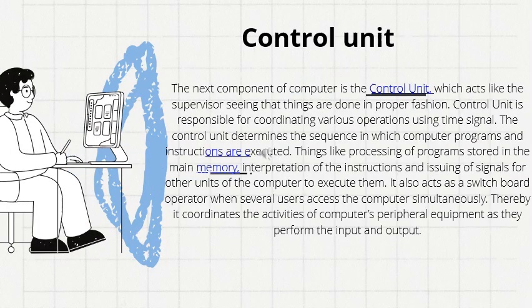Let us discuss what is the control unit. The next component of the computer is the control unit, which acts like a supervisor, seeing that things are done in a proper manner. The control unit is responsible for coordinating various operations using time signals. The control unit determines the sequence in which computer programs and instructions are executed. Things like processing of programs stored in the main memory, interpretation of the instructions, and issuing of signals for other units of the computer to execute them.